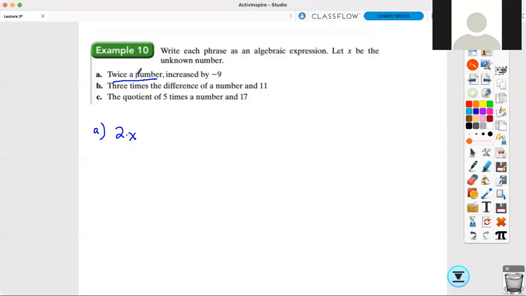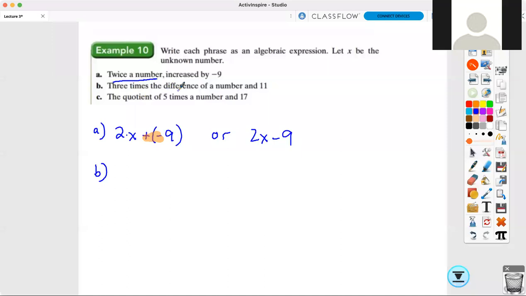Everyone with me on that? It's being increased by -9, so we're gonna add -9. But remember, we can have a plus and a minus, so that combines into a minus sign, so 2x minus 9. Does everyone follow how we got A? Twice a number increased by -9. Let's look at B.